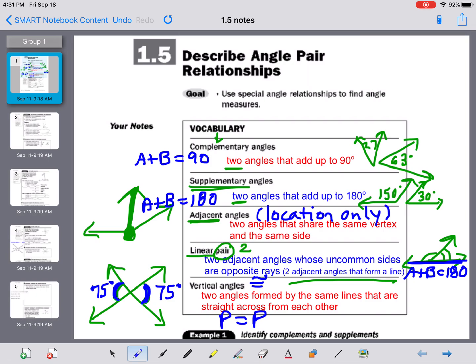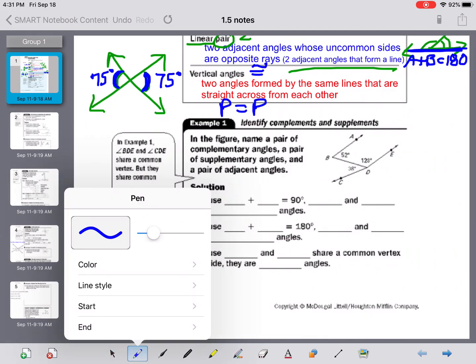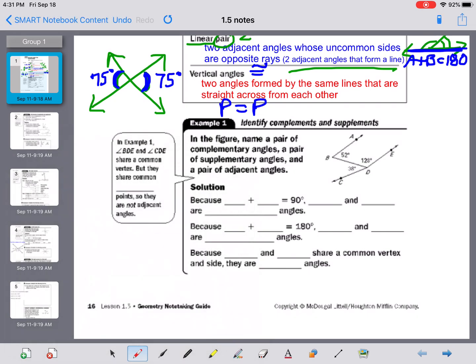4 of my 5 vocab words right there give me a math equation to set up just by knowing the vocab word. Okay, so that's going to be huge as we go through this. Now the rest of the notes, they're examples. That's what we're looking at from here on out, okay?